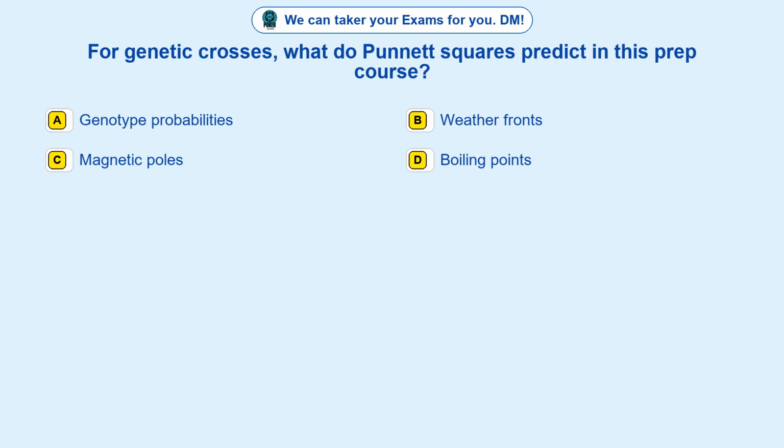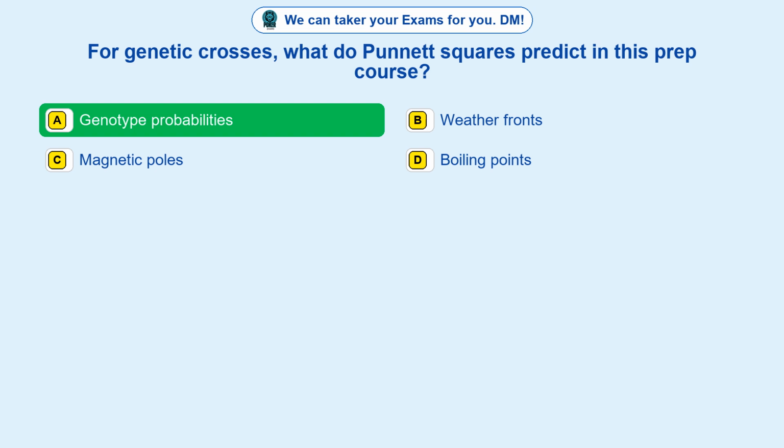Question 27. For genetic crosses, what do Punnett squares predict in this prep course? Option A, genotype probabilities. Option B, weather fronts. Option C, magnetic poles. Option D, boiling points. The correct answer is option A.